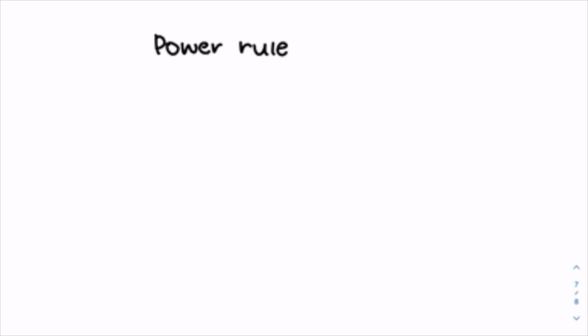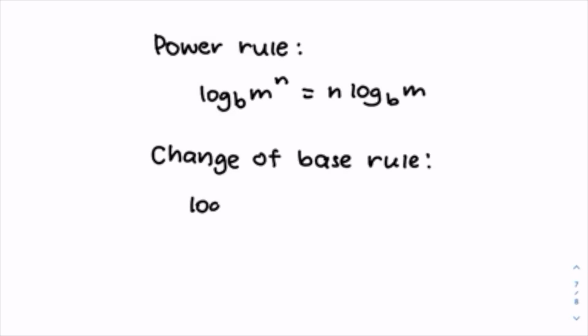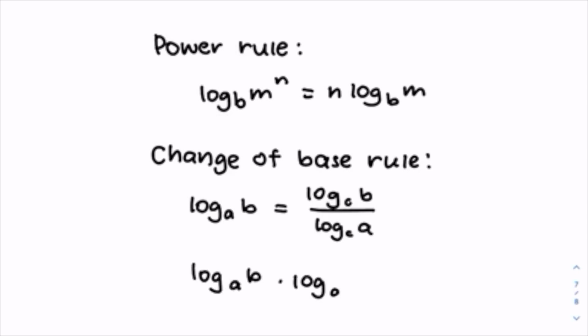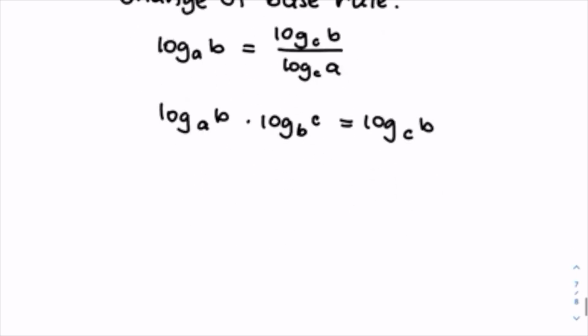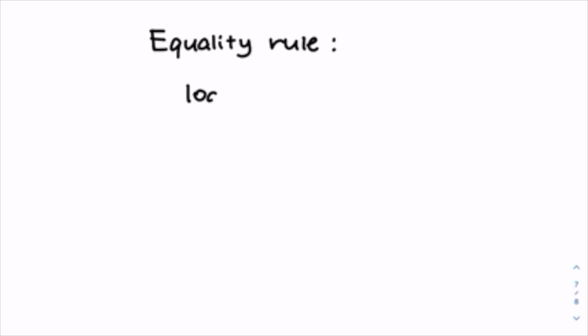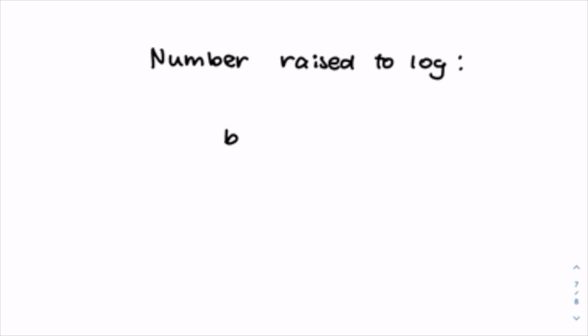Another one would be the power rule, where log base b of m to the power of n equals n times log base b of m. There's also a change of base rule, where log base a of b equals log base c of b over log base c of a, or this can be written as log base a of b times log base c of a equals log base c of b. There's also the equality rule, where log base b of a equals log base b of c means that a equals c. The number raised to log rule is where b to the power of log base b of x equals x.